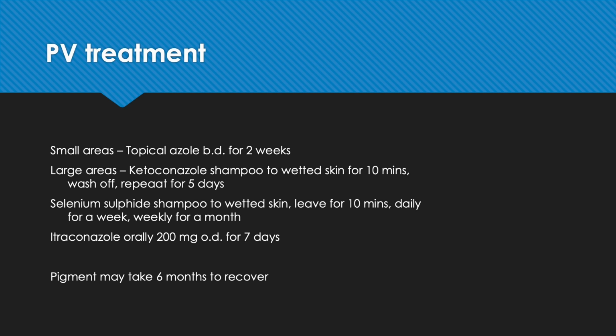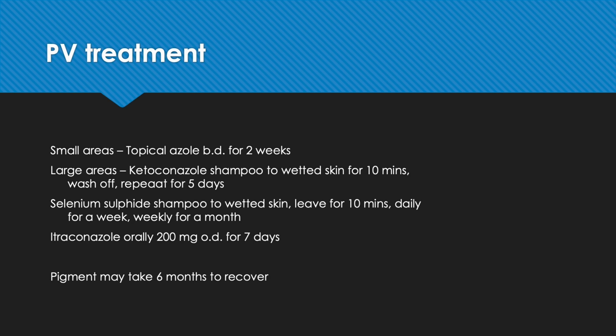Pityriasis versicolor can be treated either topically or orally. Small areas, one can use an azole cream such as clotrimazole or miconazole twice daily for 2 weeks. Larger areas, it's often more convenient to use ketoconazole in a shampoo base. This is applied to the wetted skin, left on for 10 minutes, and then rinsed off, repeated daily for 5 days. An alternative is to use selenium sulfide shampoo. Again, apply to wetted skin, leave for 10 minutes, do this daily for a week, then weekly for a month.